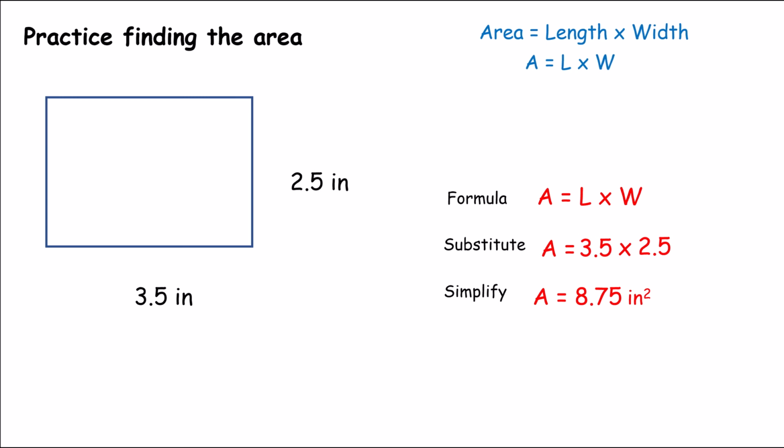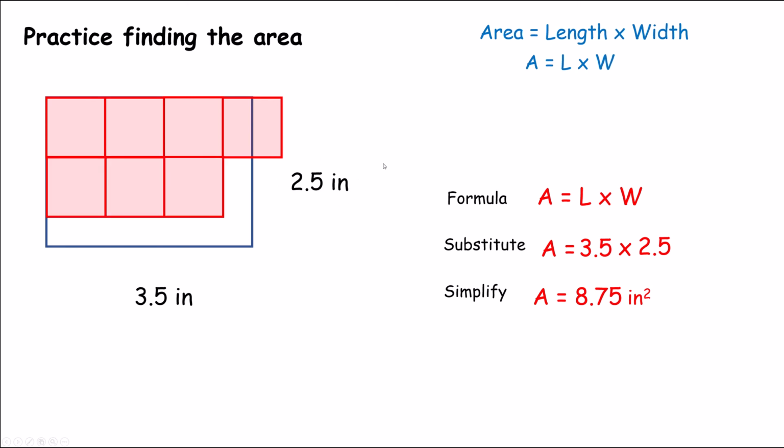Some people struggle to try and understand why it's 8.75 inches squared, but if I were to show this to you the same way we did on the other shapes, I would say that it takes 3.5 rectangles to go all the way across. Notice I have 1, 2, 3, and then I have half inside and I have half outside. This is 3.5 rectangles or squares long. And this says I'm going to have 2.5 rows. So here's my second row of 3.5. And here's my third row of 3.5.